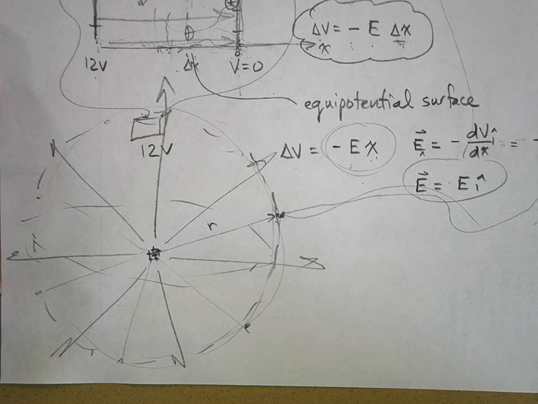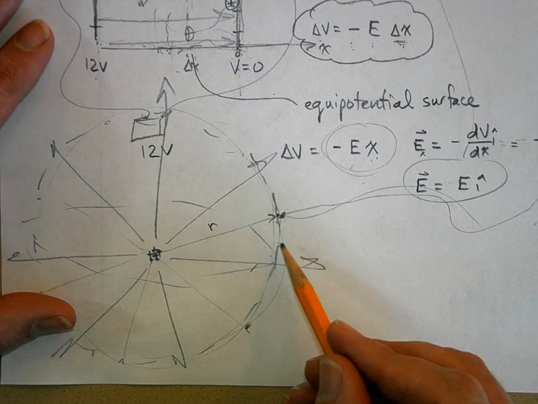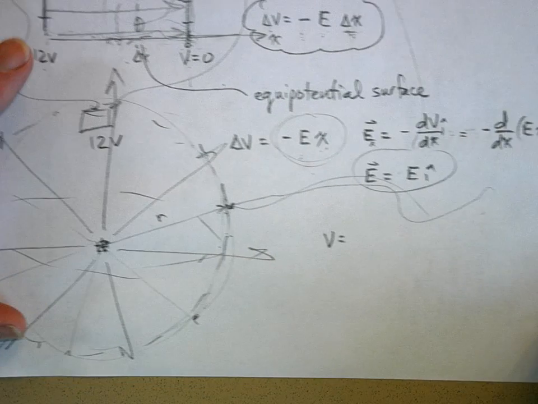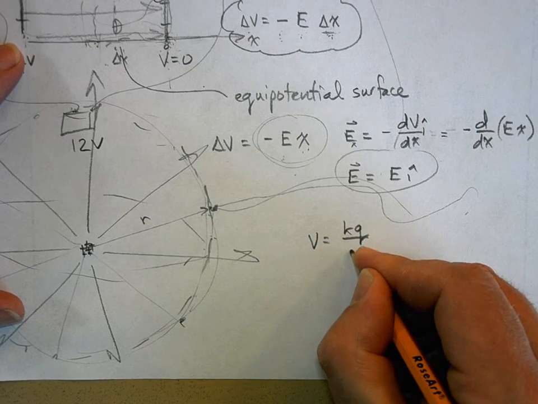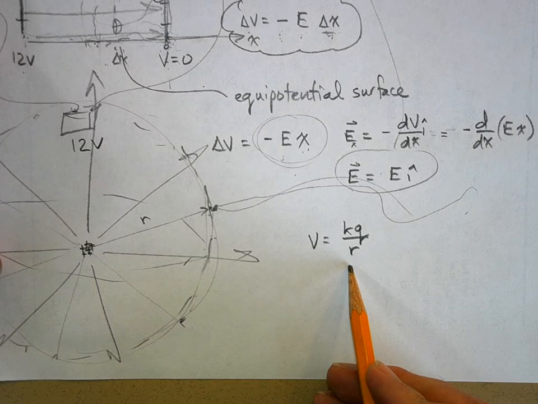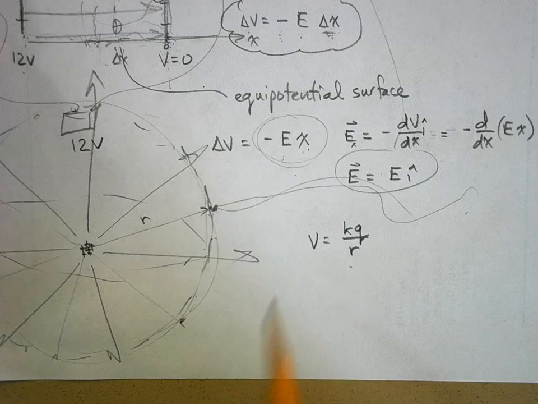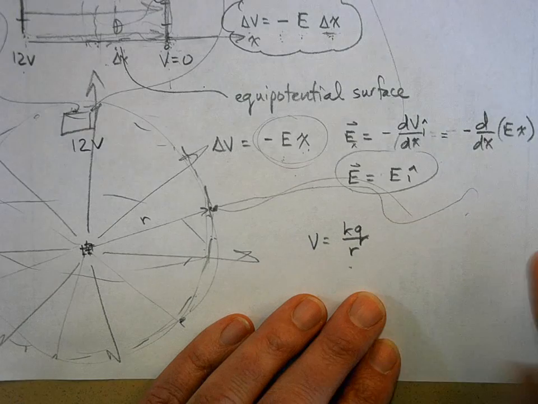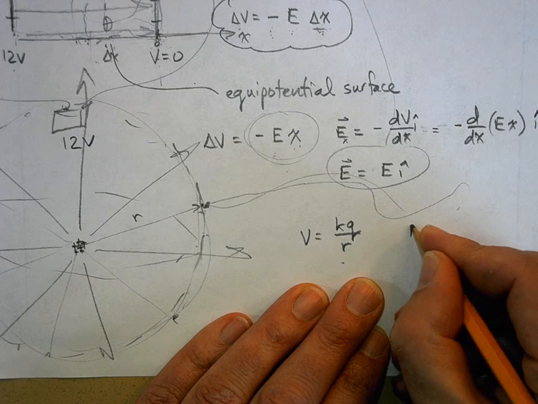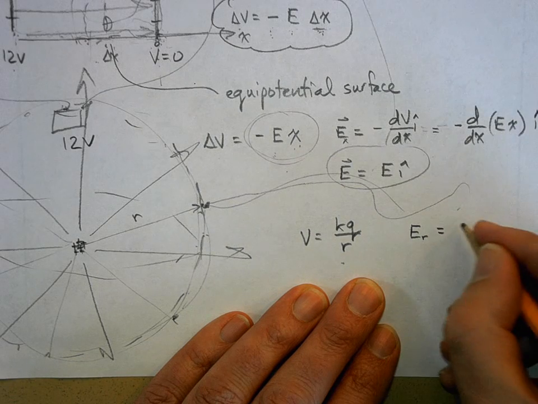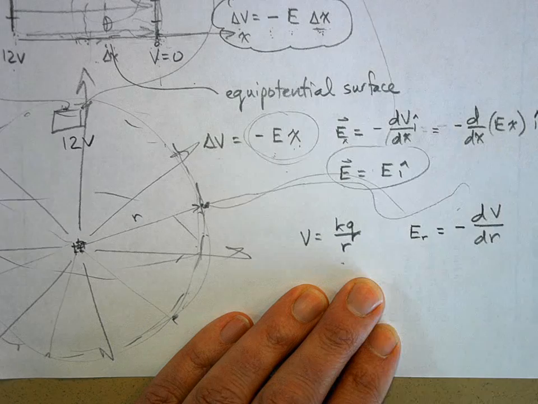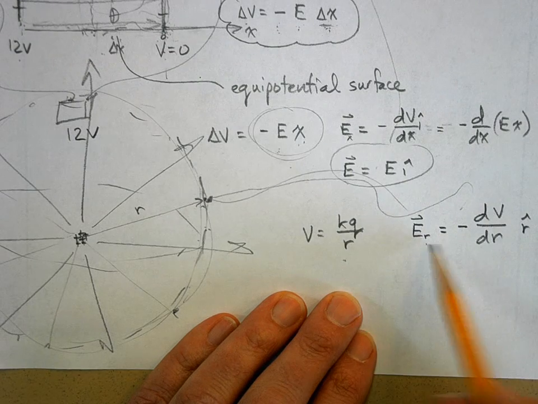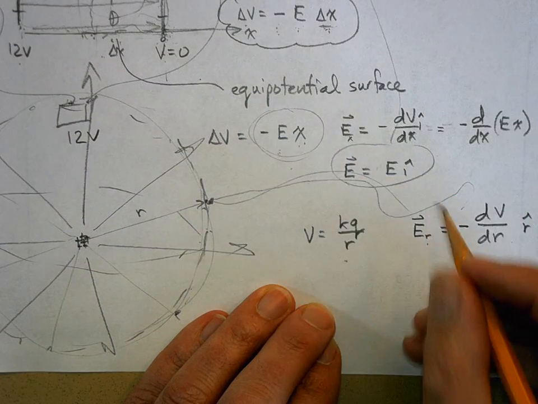Now, remember, what is the voltage at the surface? We said that the voltage at that surface is equal to kQ over r. We just derived that a little while ago. Well, what's the electric field at this point? We already know it, but we can show it. This is pretty cool. The electric field as a function of r is going to be equal to negative dV/dr in the r hat direction. Here we had an x, so that'd be i hat. R is r hat.